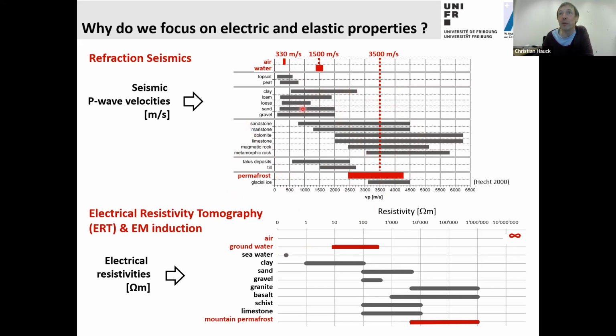Obviously, if we're talking then about the geology, it becomes very difficult, and this is where the problems start, right? Because we see also that some earth materials can have very low velocities, very high velocities, and also very low resistivities and very high resistivities.